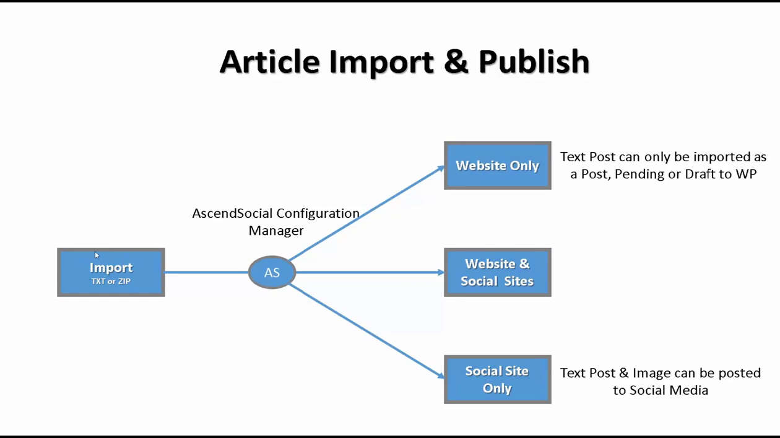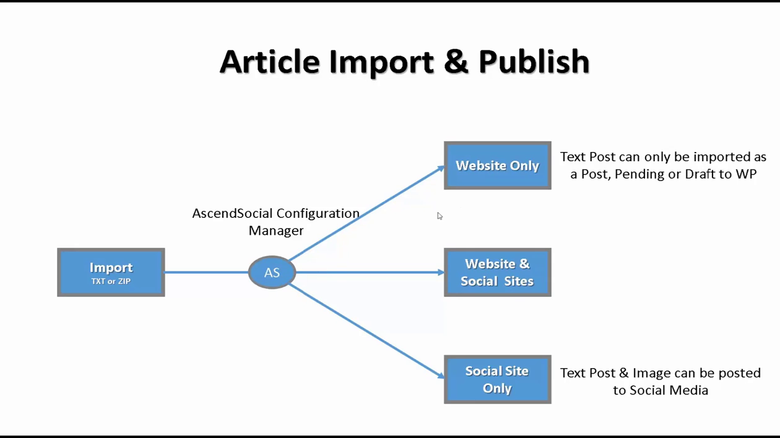As you can see right here, we have the import module. That's going to allow you to import a text file or multiple text files within a zip file. Now, what's going to happen inside of AscendSocial, you're going to have a choice, whereas I call this basically the configuration manager, where you're going to be able to post just to WordPress, or to WordPress and social sites at the same time, or just to social sites. So the configuration manager is really going to give you that flexibility.